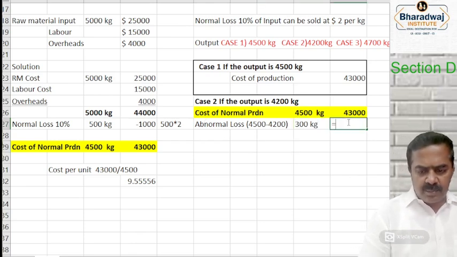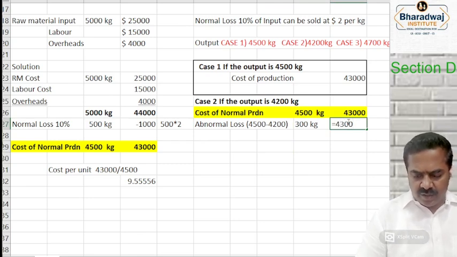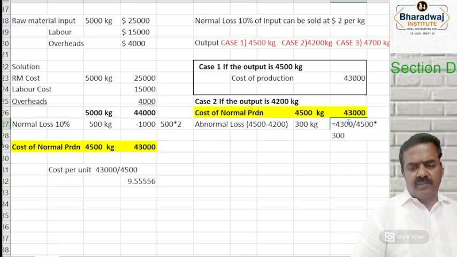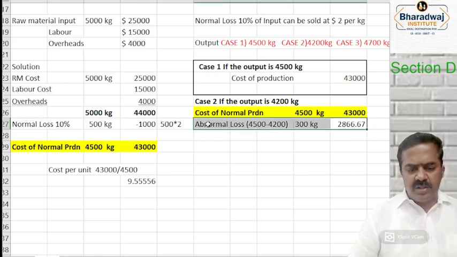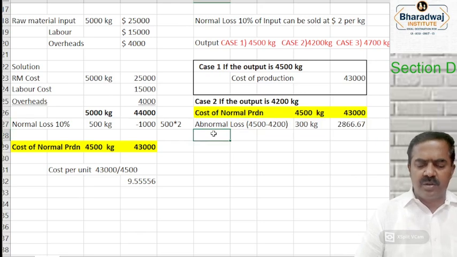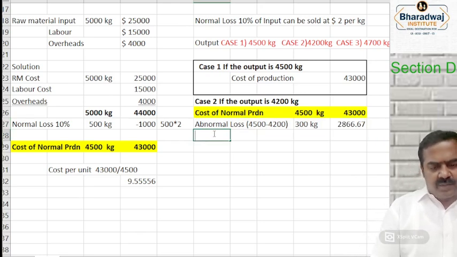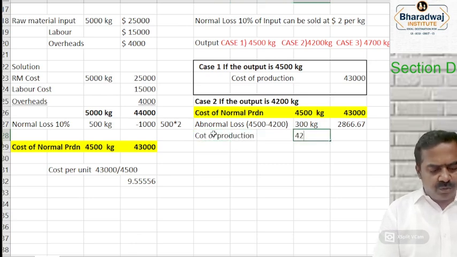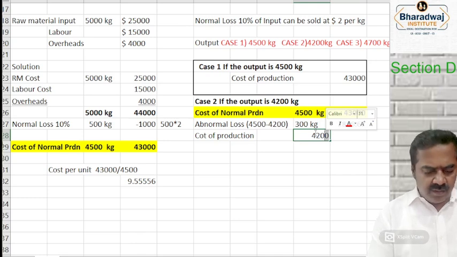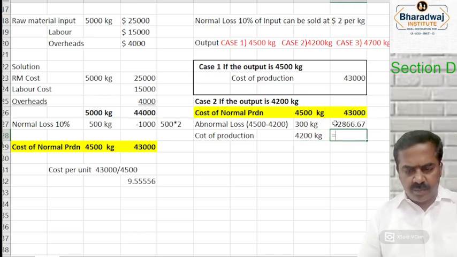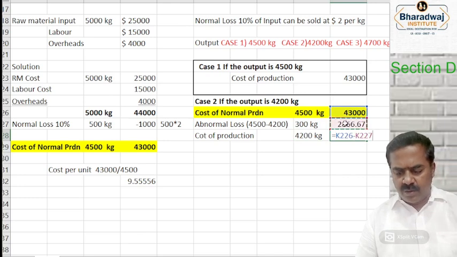How to do it? Simple. If 43,000 is for 4,500, what is it for 300? This cost will not be charged to the customer. That will be transferred to the profit and loss account. So the cost of production is for 4,200 kg. After eliminating the abnormal loss, this is what you charge to the customer, and it will be included in inventory value.